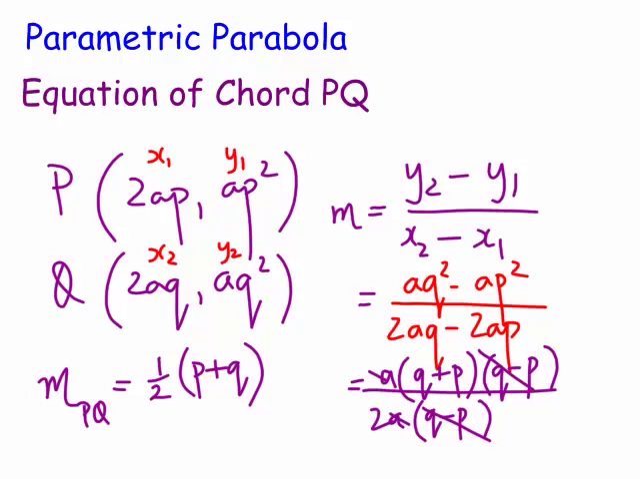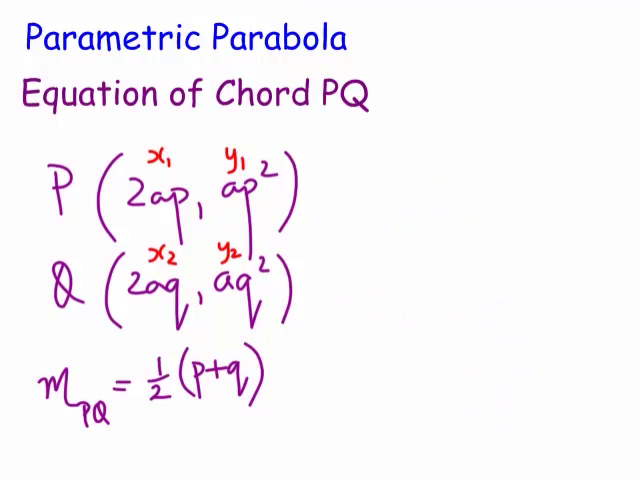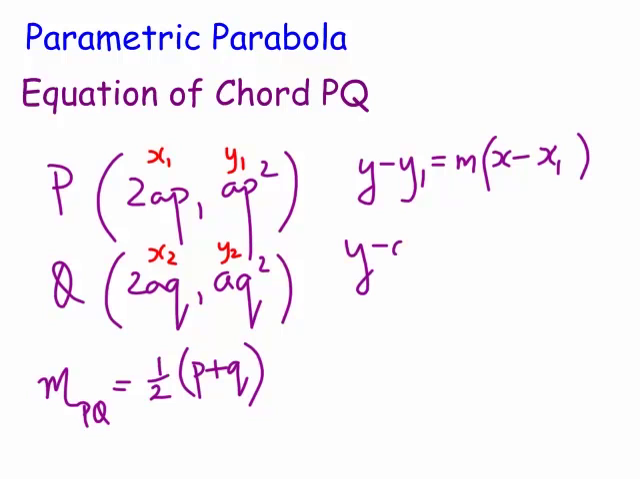Now that we've got the gradient, all we need to do is sub it into y minus y1 equals m(x minus x1). So we've got the slope, let's put it into the line. We know the equation of the line is y minus y1 equals m(x minus x1), and we know the slope is a half of p plus q, so it becomes y minus ap squared equals a half of p plus q, times x minus 2ap.